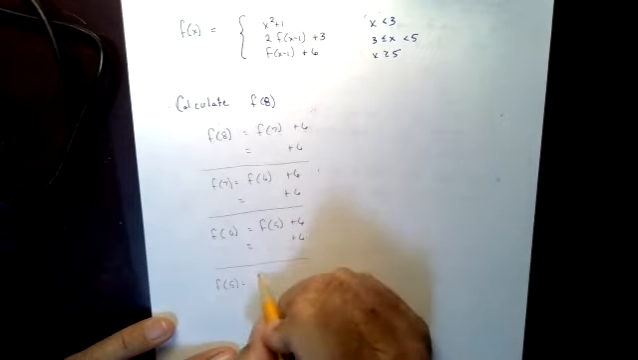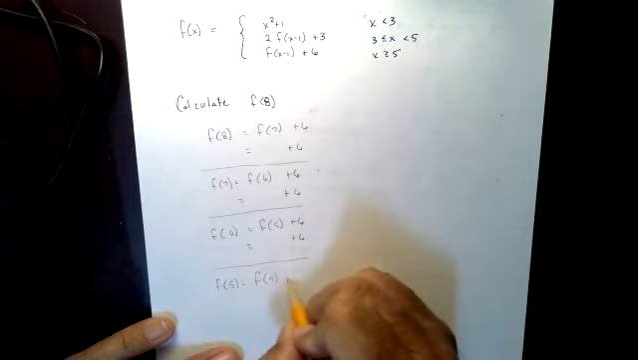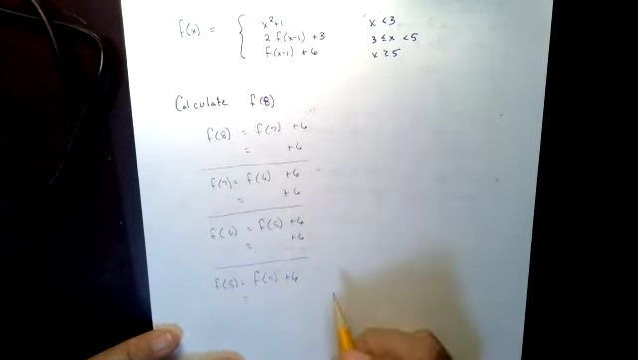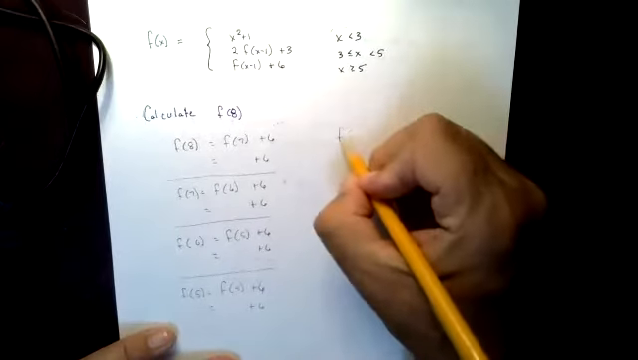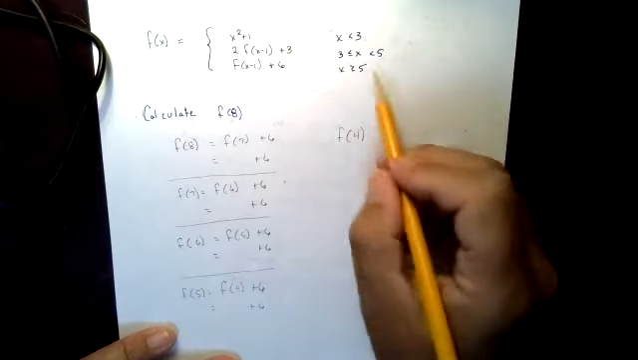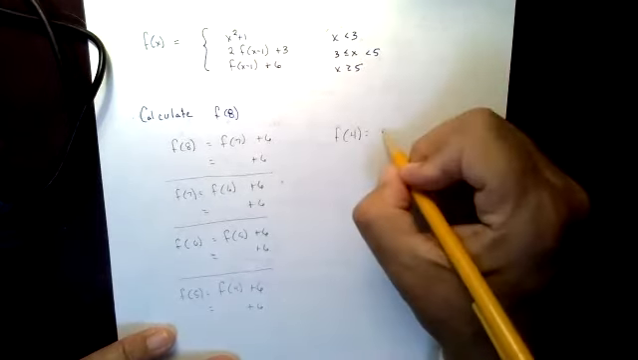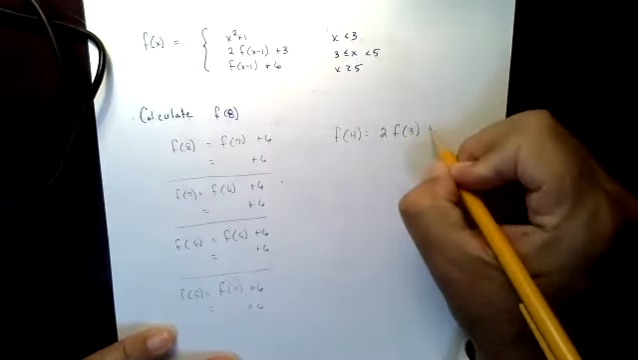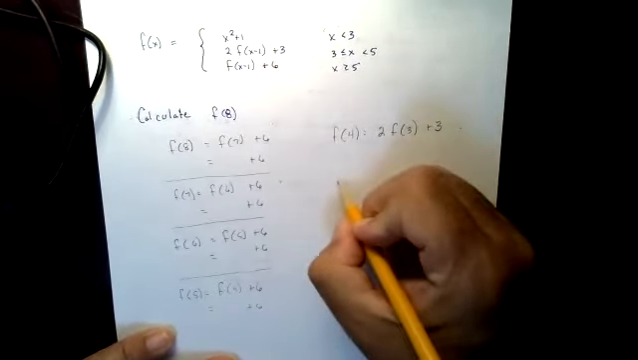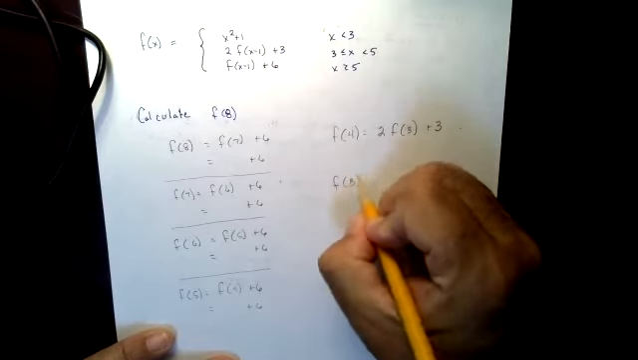which becomes, still in here, f of 4 plus 6. So now I need to find f of 4. f of 4 is going to fall in this third range. It's going to equal 2 times f of 3 plus 3. Well, I now need to find f of 3.